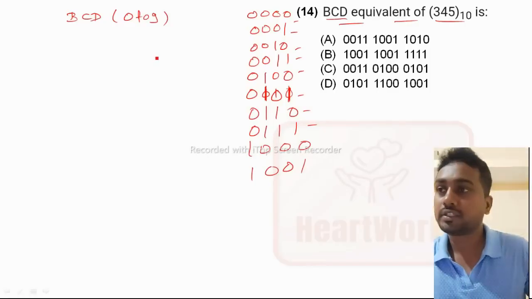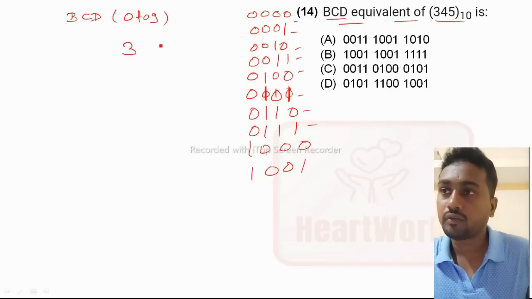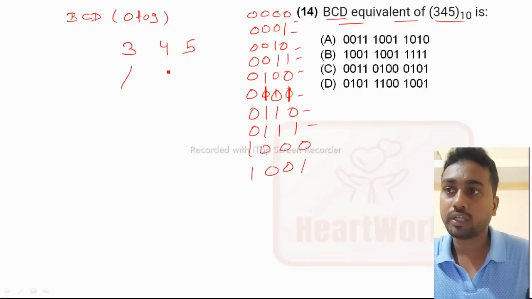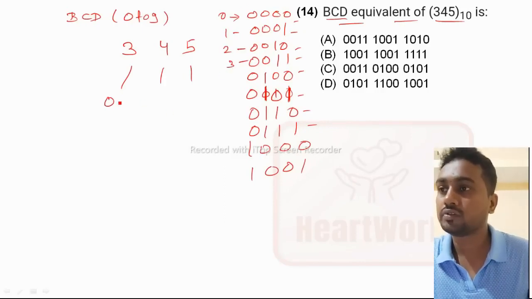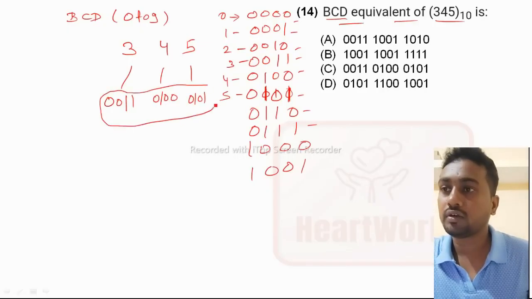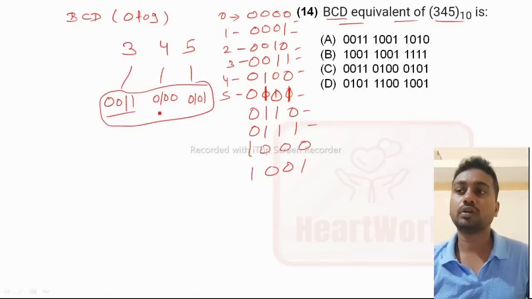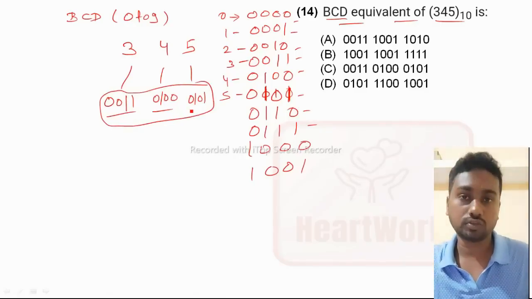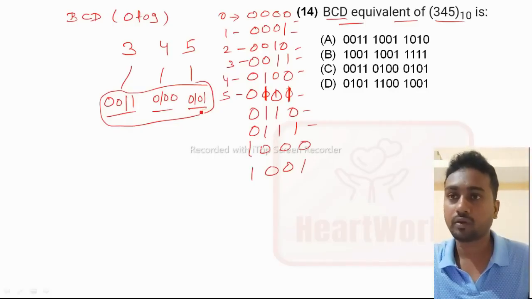So for conversion of this decimal, directly take 3, 4, 5, and write the corresponding codes. For 3 it is 0011. Then 4 is 0100, and 5 is 0101. So the conversion of BCD is 0011, 0100 and 0101. That is option C, the right answer.